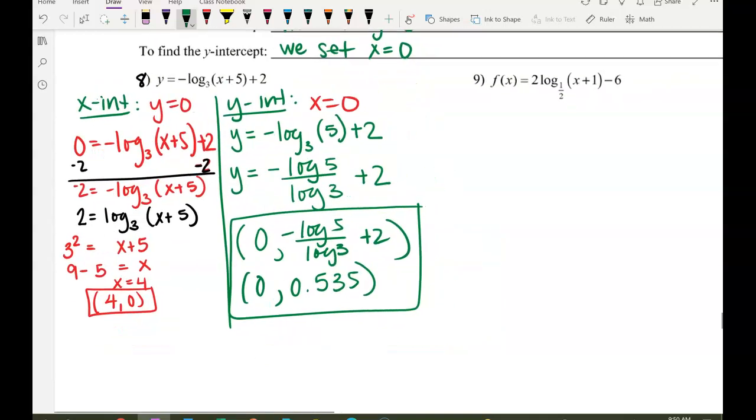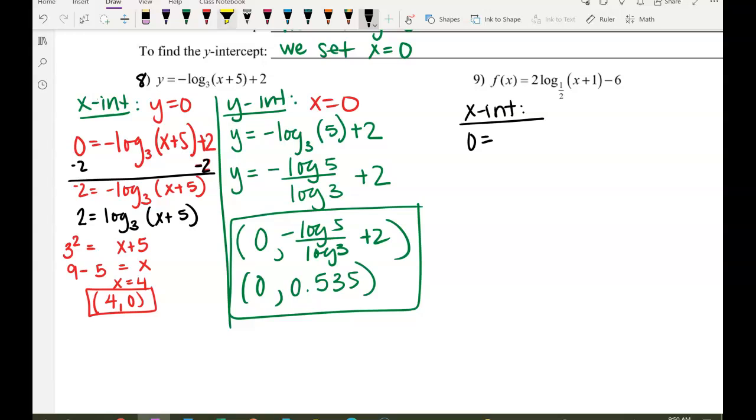All right, now we have the real 9. Last question of today. X-intercept means we're going to set what equals to what? 0 equals y. All right, 0 equals.